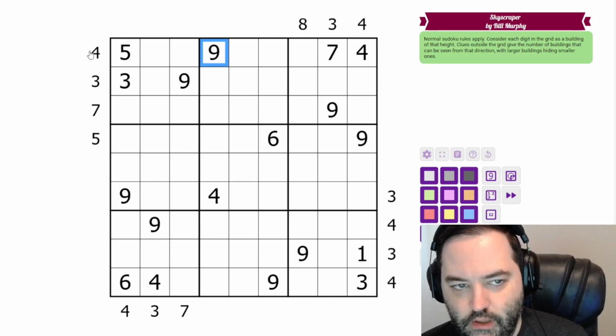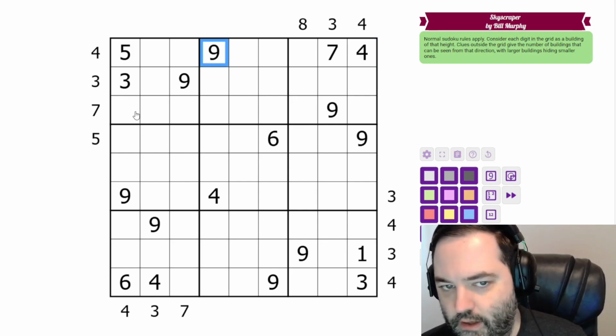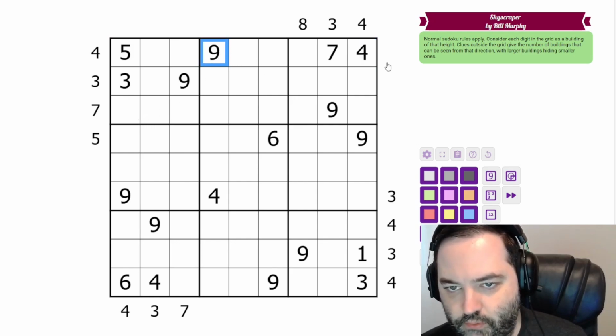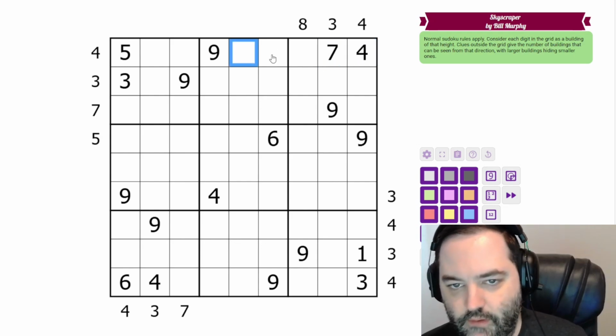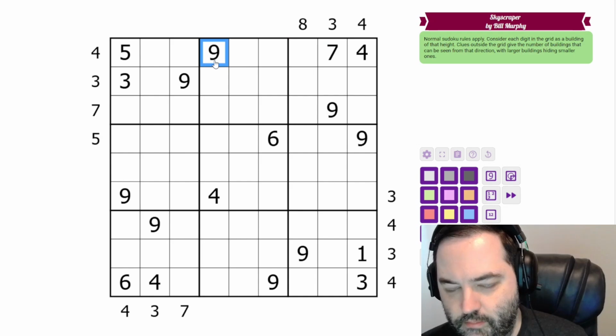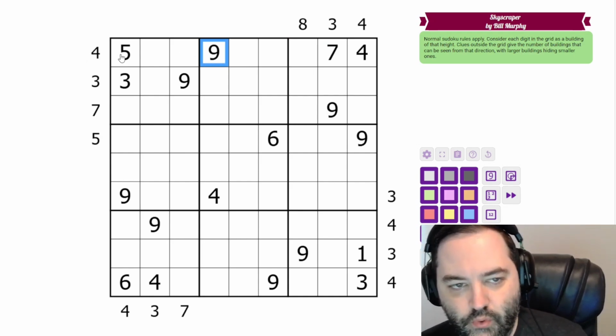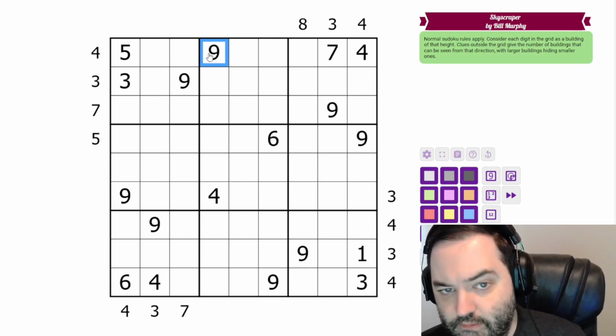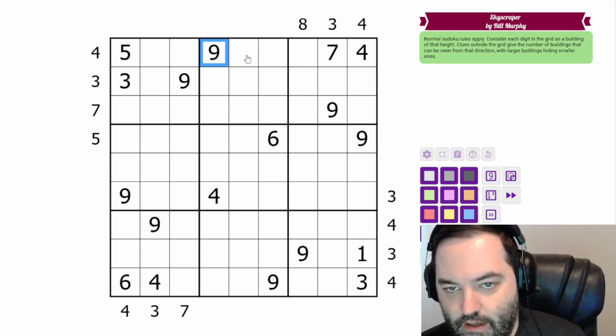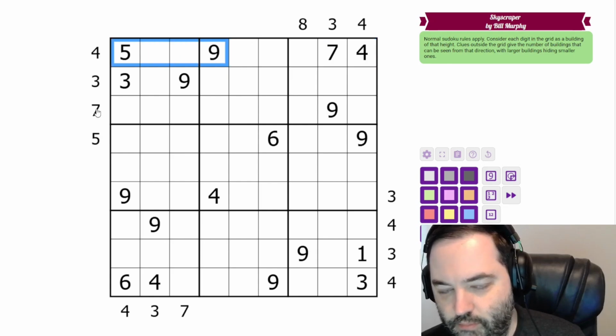Well, if we're looking from this clue along this row, we can't see the 4-story building behind the 9-story building. This 9-story building completely blocks it. Same for the 7. Same for all of these, because 9 is biggest. 9 is the tallest building that we can have. So the 4 tells us how many can be seen. And in this case, if 9 is the tallest building we have, and we can't see any of these, we must see these 4.